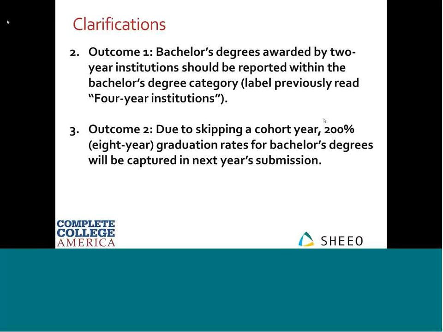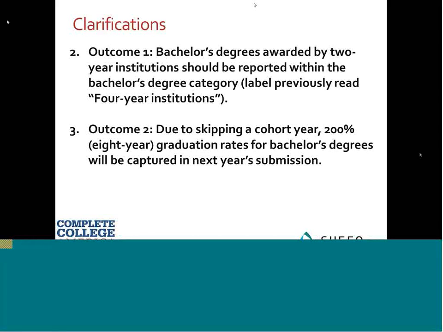For outcome 2, because we've moved up 2 cohort years, thus skipping one, the 8-year graduation rates for bachelor's degree students can't be captured in this year's submission. So that will be picked up next year, and we'll just be able to do 100% and 150% for the bachelor's degree cohort in outcome 2. Next slide, please.